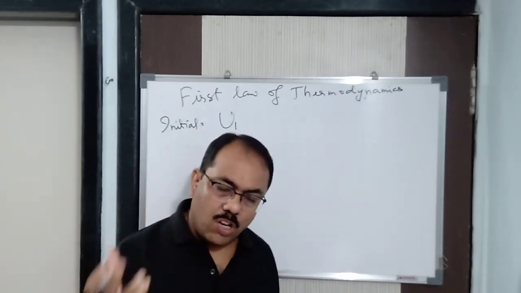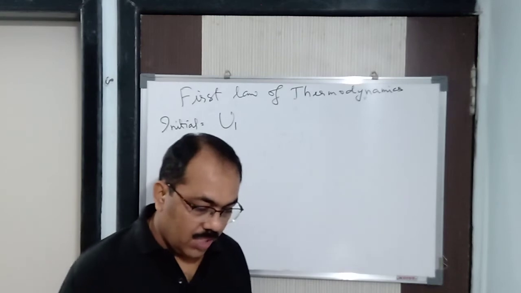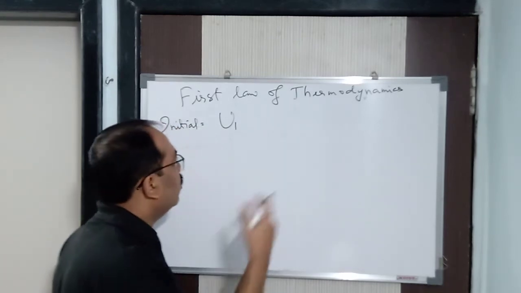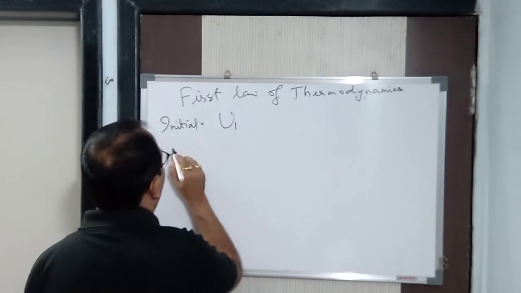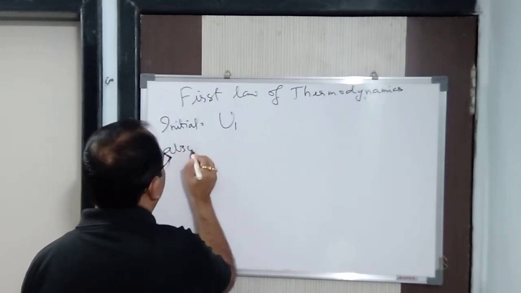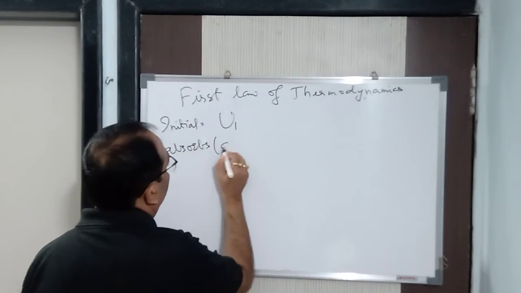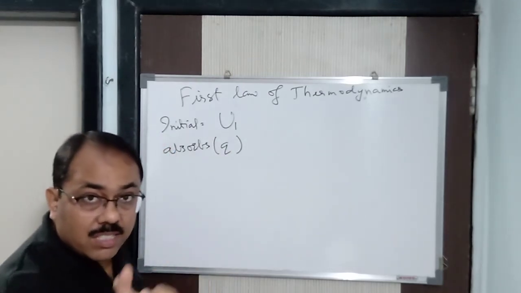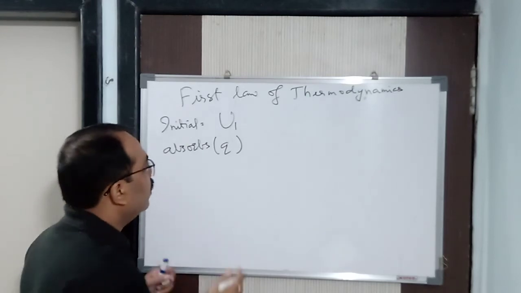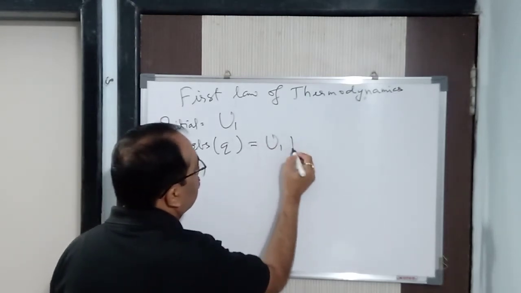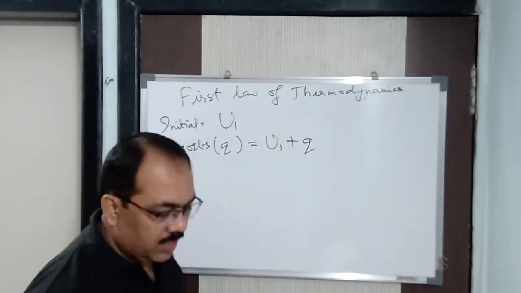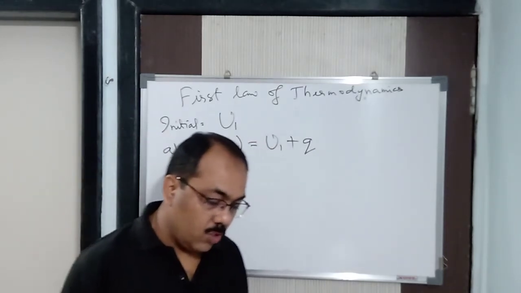Let us say it absorbs some amount of heat, that is Q. As a result, the internal energy rises to U1 plus Q. Listen to my every word: it absorbs Q amount of heat. Absorbs means it is positive. So the internal energy is now U1 plus Q.